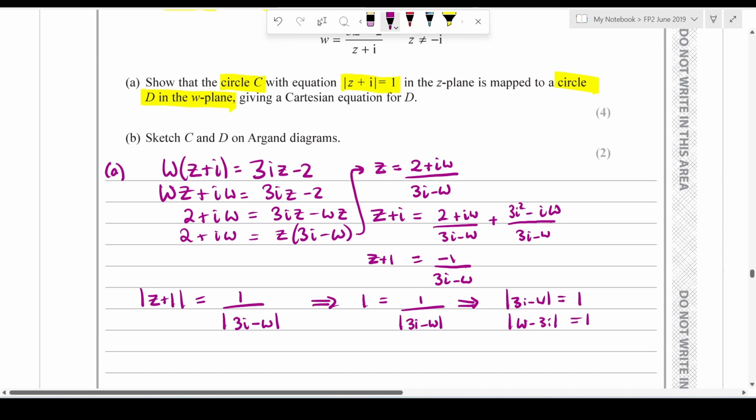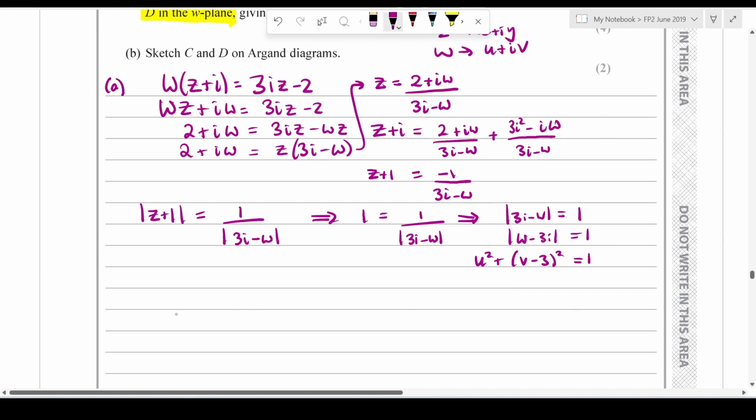So in terms of a circle, because it's W, where for Z we tend to think of X plus IY, for W I'm just using different letters to make it clear, even though we've not used them in this question. So this is going to be U squared plus V minus 3 squared is equal to 1. So that's our equation for W. That's the equation that is going to be in the W plane.